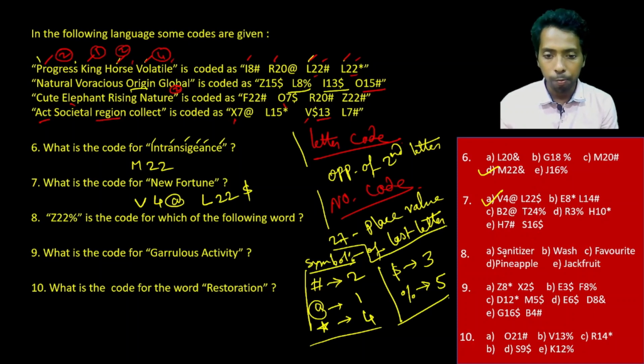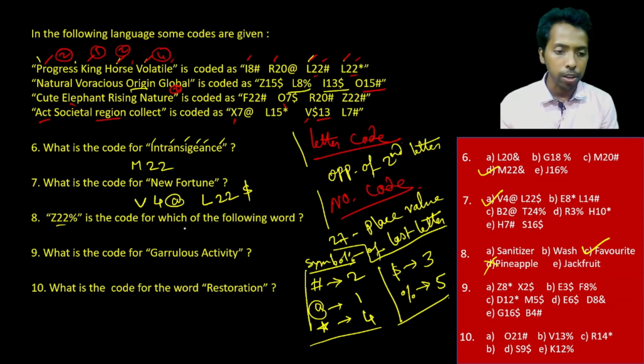Now Z22 percentile is the code for which of the following words? Okay, now Z, sanitizer can be, wash can be, favorite, jackfruit, pineapple. No, this is not. So now this is 22, that means the N letter should be 5. Only one is satisfying, that is favorite. Okay, there need not necessarily be a check of all the logic here. Either letter or number would satisfy at times, either letter or symbols would satisfy, either number or symbol satisfy. In any possible combination, whenever you get the answer, just leave it and mark the correct answer. You don't have to check the letter logic, number logic and symbol logic in every question. If you get the answer by checking even one single case, that would be okay, right?